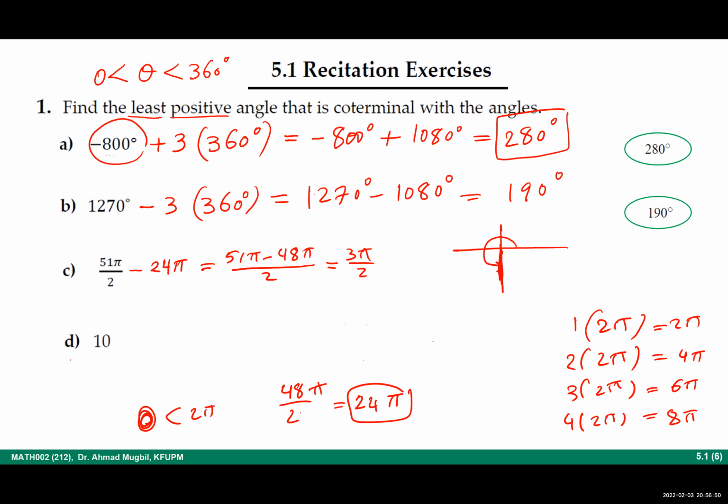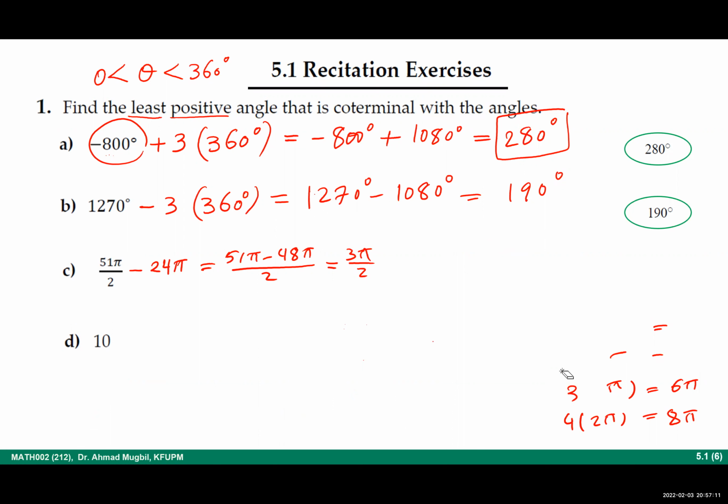Now for the last angle, 10, look at the difference between 10 degrees and 10. 10 without any unit mentioned is in fact radians. So 10 radians, in which quadrant is it? What is the least positive angle that is coterminal with 10? To know that, you need to approximate. You need to ask yourself, is 10 greater than 2 pi or less than 2 pi? It is, of course, greater than 0, but is it less than 2 pi? It is not. It is greater than.